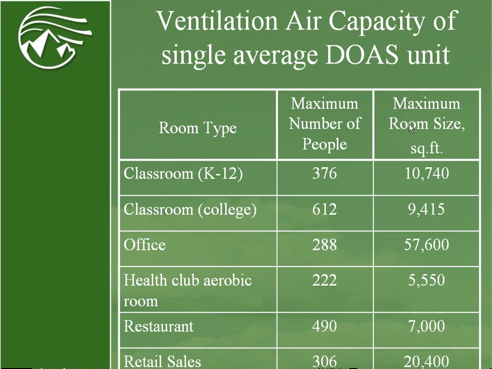If we look at that same application, a single DOAS unit can serve an office of 288 people, or a restaurant that's 7,000 square feet. So we're looking at a single dedicated outside air unit. One unit can handle the ventilation for each one of these spaces. A single college classroom that's 612 people, one single unit can handle that versus multiple rooftop units trying to handle that ventilation load. So we're talking about fewer roof penetrations with a single unit and a few other advantages which we'll talk about.